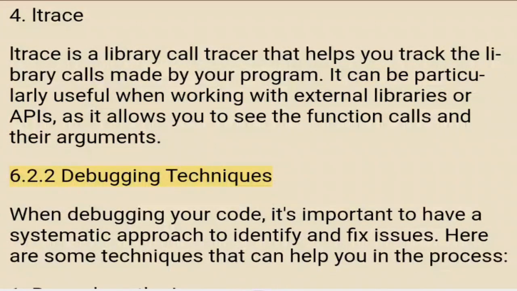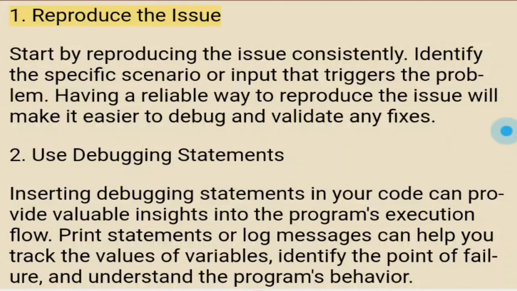6.2.2 Debugging Techniques. When debugging your code, it's important to have a systematic approach to identify and fix issues. Here are some techniques that can help you in the process. 1. Reproduce the issue. Start by reproducing the issue consistently. Identify the specific scenario or input that triggers the problem. Having a reliable way to reproduce the issue will make it easier to debug and validate any fixes.